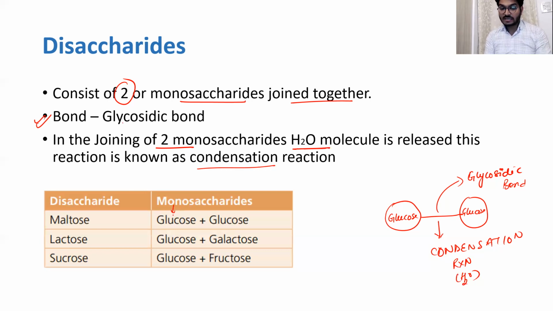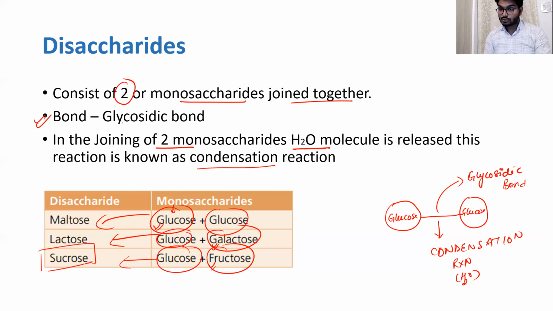In the previous slide we saw that glucose is a monosaccharide, galactose is a monosaccharide, fructose is a monosaccharide. Here we are talking about disaccharides, which means we join two monosaccharides. Two glucose joined together give maltose, which is a disaccharide. If glucose and galactose are joined together, that is lactose, also a disaccharide. Glucose plus fructose join together and we get a disaccharide known as sucrose. It's important, you have to know this.